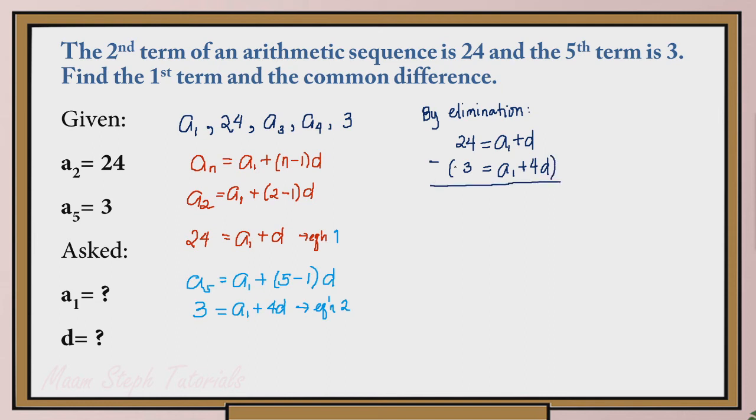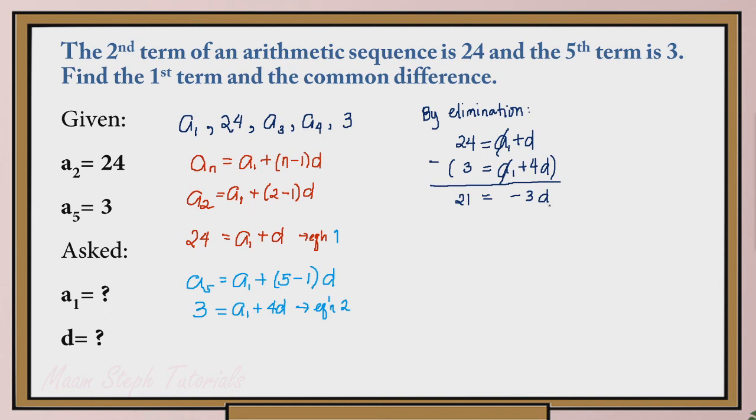Okay? So this parenthesis means we will just multiply itong negative sign dito with the signs of the terms inside the parenthesis. So this will become negative. So 24 minus 3, that will be 21. And then a1 minus a1, so magiging 0. That's why we will not put any value here. And then d minus 4d, so that becomes negative 3d. So now we have another equation with only one variable.